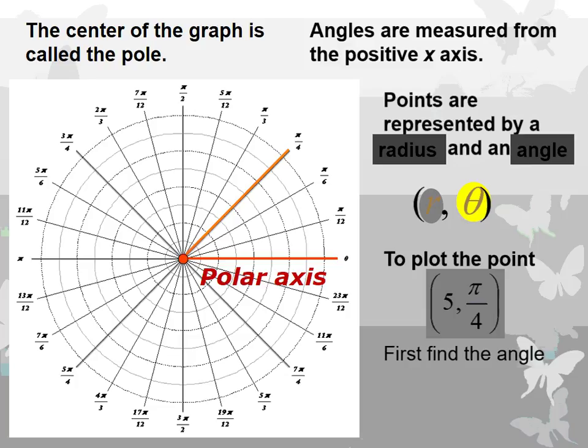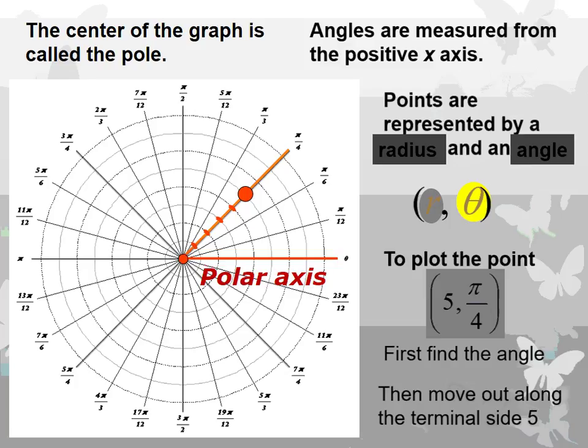Okay, which might be a little bit more difficult than working in the rectangular system, but it is something we occasionally have to do. Once I find the angle, then I just travel out 5 units on that angle. There are 5 circles on that ray, and that's the point 5 comma pi over 4.